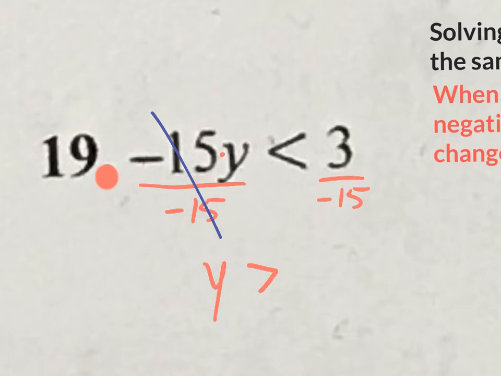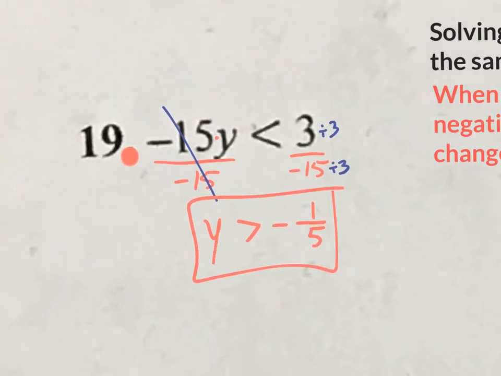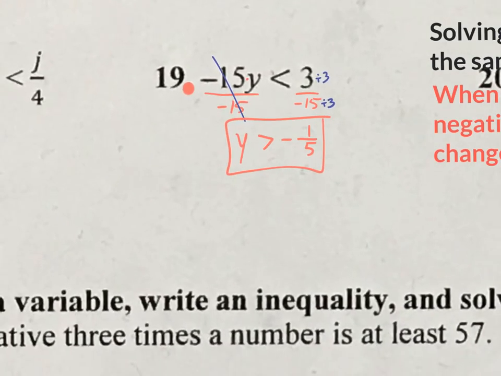Now, 3 over negative 15, 3 divided by negative 15, you can't really divide 3 by 15, so you're going to leave it like a fraction, but you could reduce it. You could reduce by 3. If you divide both top and bottom by 3, you're going to get a new fraction. That new fraction is obviously a negative, but it's 1 over 5. So that's your best answer for number 19. Again, that one did flip because we did divide by a negative.